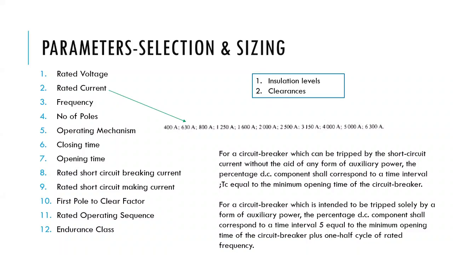So number of poles in the sense is number of phases. Come to the fifth one, operating mechanism. What is the operating mechanism for the breaker? Obviously, spring mechanism. Before, there was a hydraulic mechanism. Now, pneumatic is also there, but at present all the breakers are spring operated breakers.